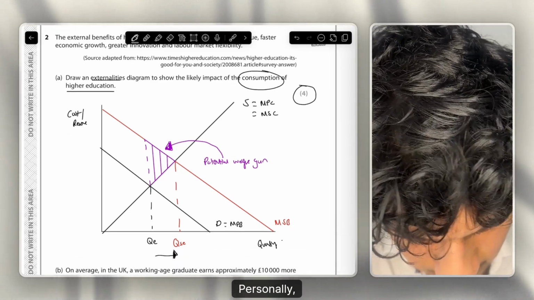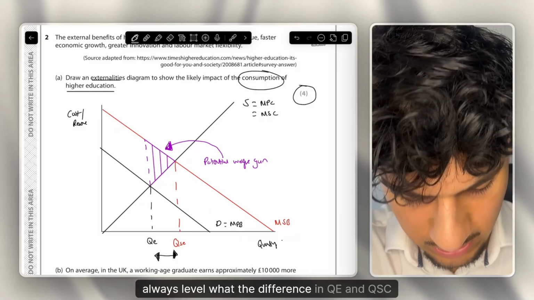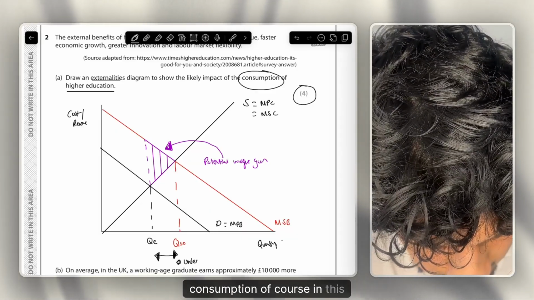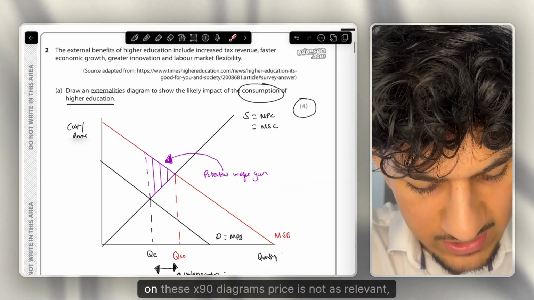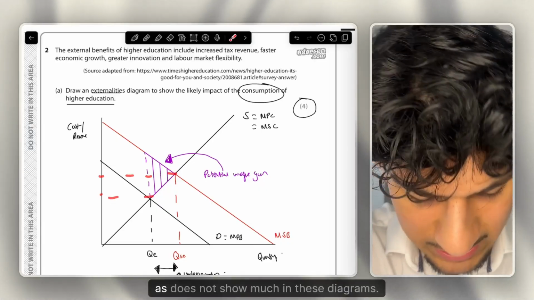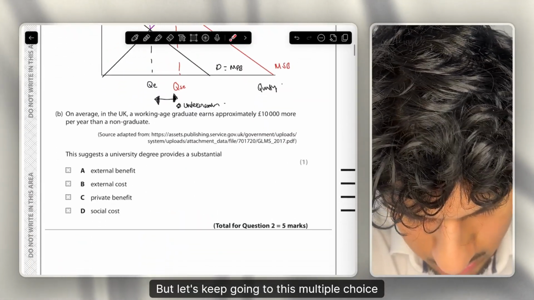I would just personally, especially when doing your essay questions, always label this up. Always label what the difference between QE and QSE represents, which I'm going to say is the underconsumption, of course, in this scenario. But yeah, let's move on, as that's how to get 4 out of 4. Remember, on these externality diagrams, price is not as relevant. Therefore, you do not need to label the price axis, as it does not show much in these diagrams. But let's keep going to this multiple choice question.